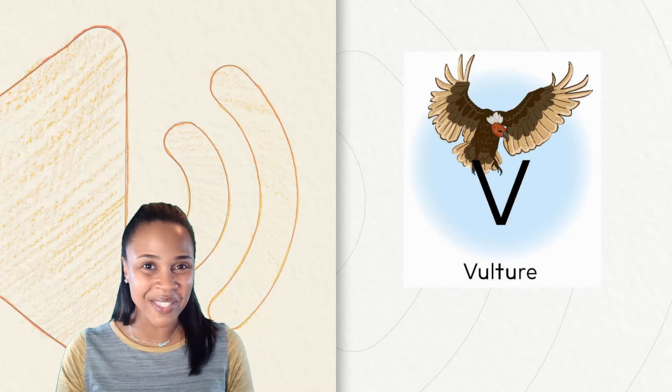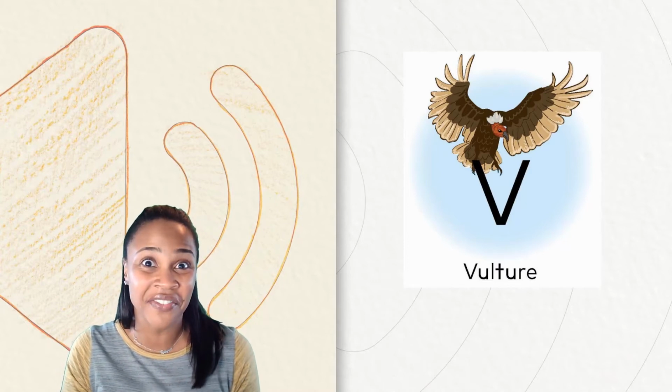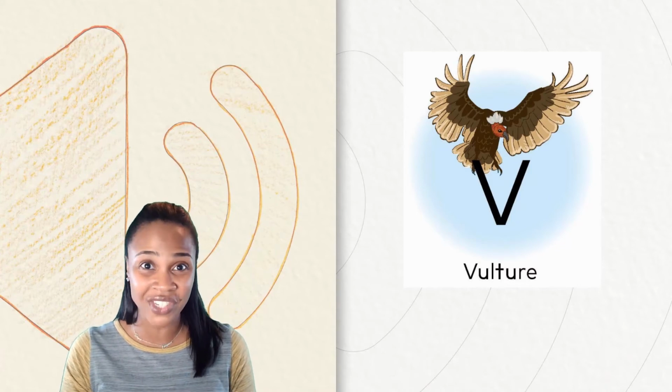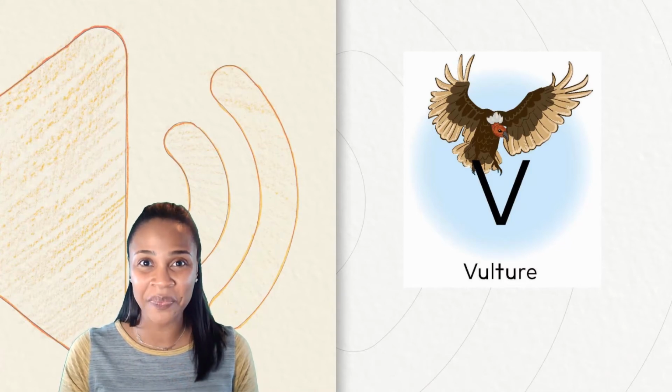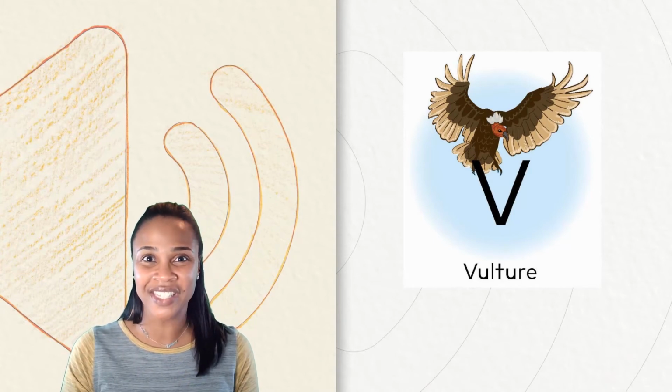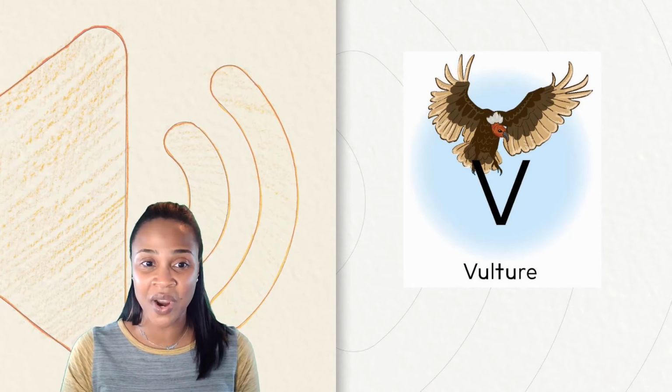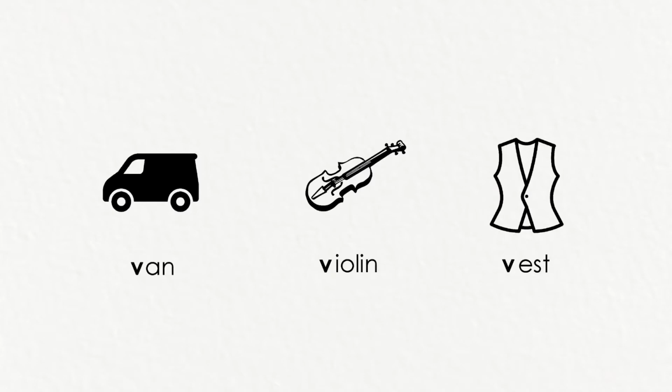Can we think of some more words that make the V sound like in vulture? Awesome! I thought of some words too. I thought of the words van, violin, and vest. I hear the V sound at the beginning of those words too.